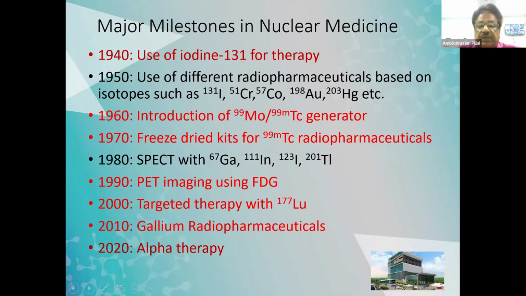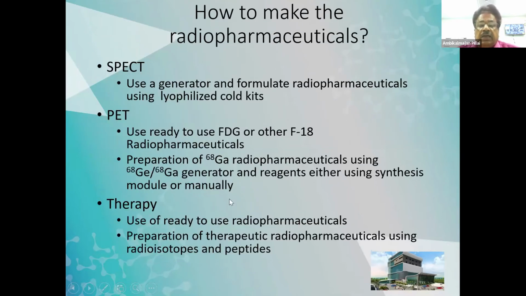Development of radiopharmaceuticals. Now, the most important thing is when you want to do nuclear medicine, you have to see how to make the radiopharmaceuticals. Because, as I said, if you do not have the radiopharmaceuticals, you don't have nuclear medicine. So in SPECT, we use a generator and formulate radiopharmaceuticals using lyophilized kits. So the generator is important. The lyophilized kits are important.